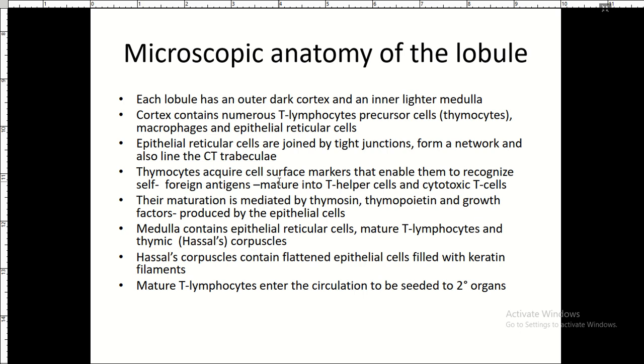Take note of this. The medulla of the thymus contains epithelial reticular cells, mature T lymphocytes, that's why it's lightly stained, and thymic Hassall corpuscles. Hassall corpuscles contain flattened epithelial cells filled with keratin filaments. They are eosinophilic because they have what? They have the protein keratin.